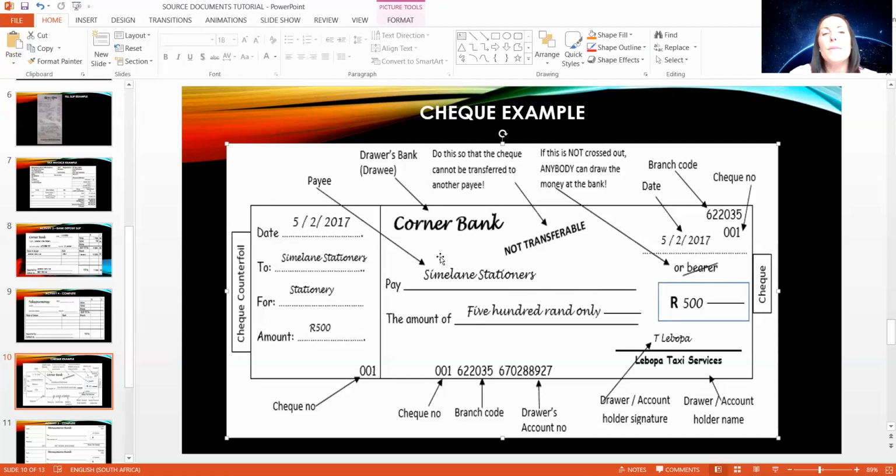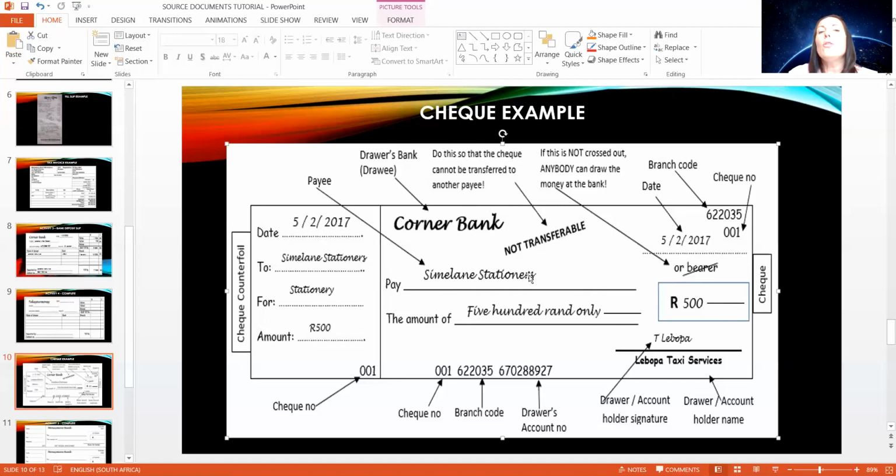I can write over here that Corner Bank, my bank, must take 500 Rand out of my bank account and pay it into Simelane Stationers' bank account. If I do not cross out "or bearer", it means or to anybody who is presenting that check to their bank. So by crossing out "or bearer", it means only Simelane Stationers can get this money from my bank.